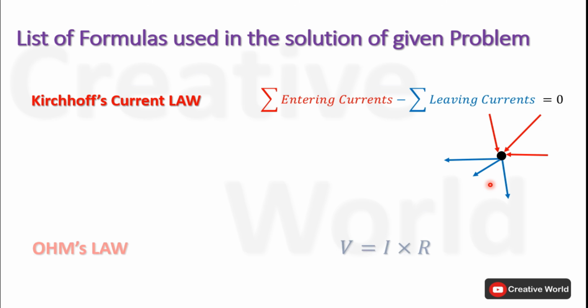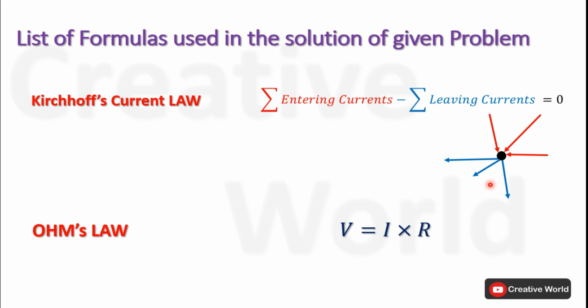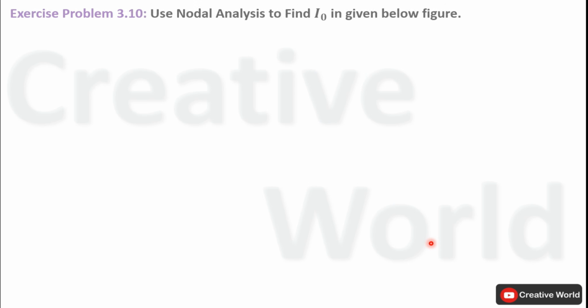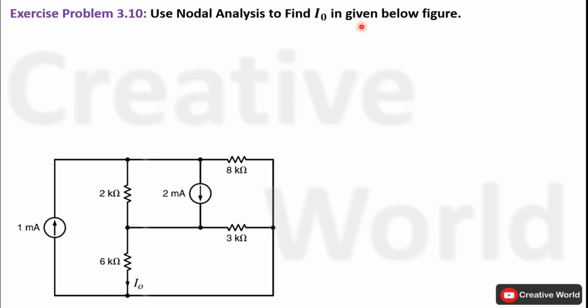We also will be using Ohm's law. According to this law, voltage across any resistance R is the product of current through it and the value of resistance itself. Now move towards the problem. Exercise problem number 3.10. Use nodal analysis to find current I0 in given below figure.